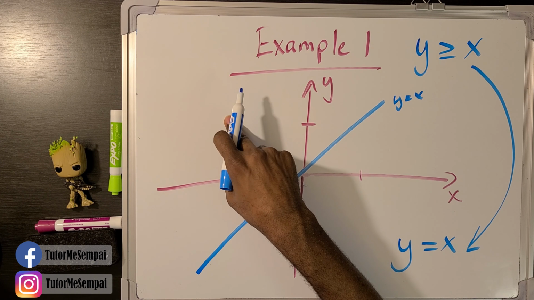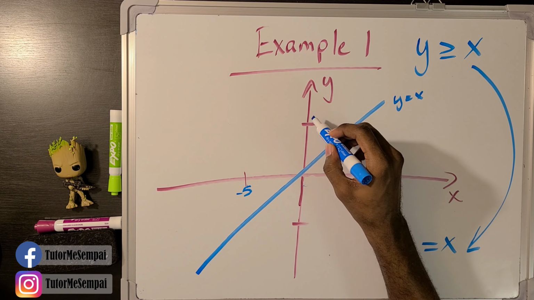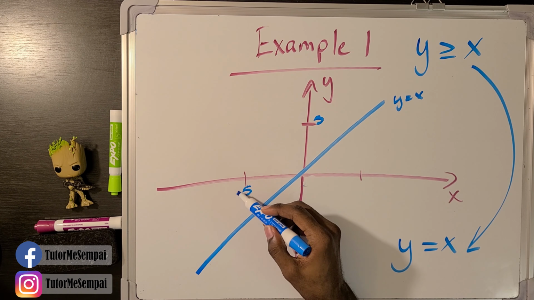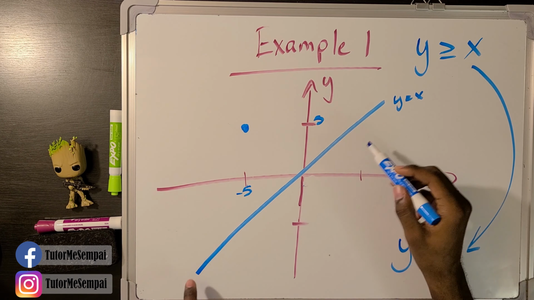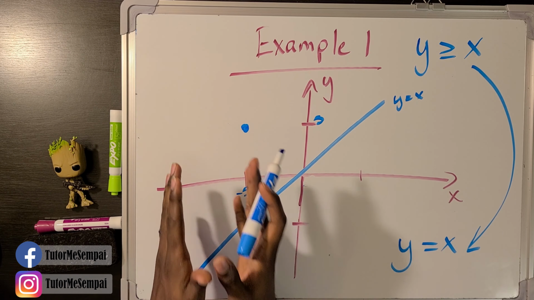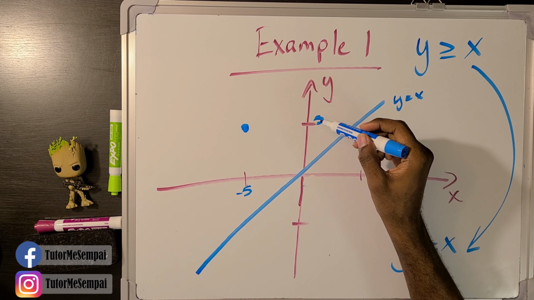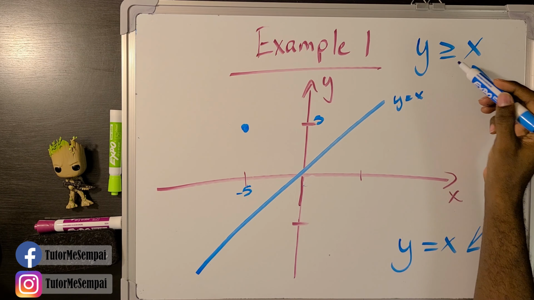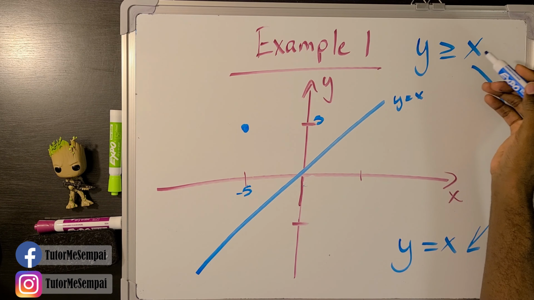Let's pick a point in this quadrant. Let's say we want -5, 5. This point right here is not on this line, right? So you see, we picked a quadrant that doesn't have part of the line in it. We have -5, 5. If you plug it in here, is this inequality true? Is y greater than or equal to x?